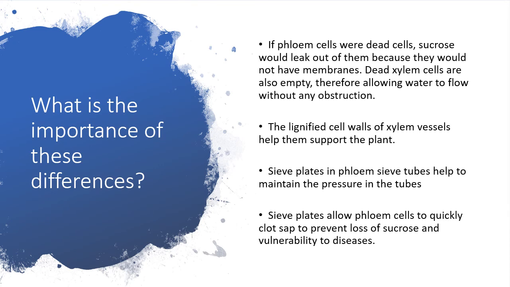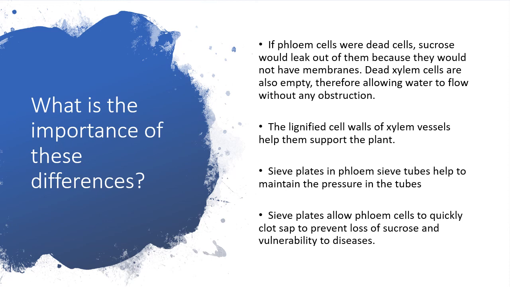And why is it important that these differences should be known? If the phloem cells were dead, then there would be no way to actively transport sucrose. That means in that case that sucrose would simply leak out and it would be wasted. The xylem cells are empty, so they allow water to flow without any obstruction, which means that when water flows through the xylem, it doesn't have to deal with any metabolic processes or be interrupted by any cell membranes in its movement. The lignified cell walls of the xylem vessels, like I said earlier, help to support the plant.